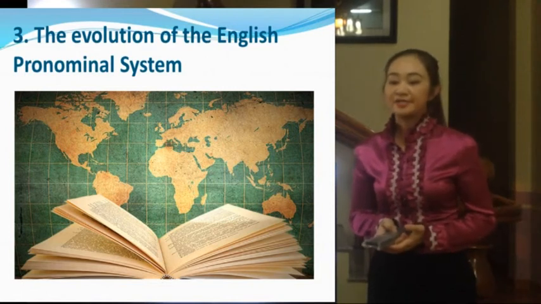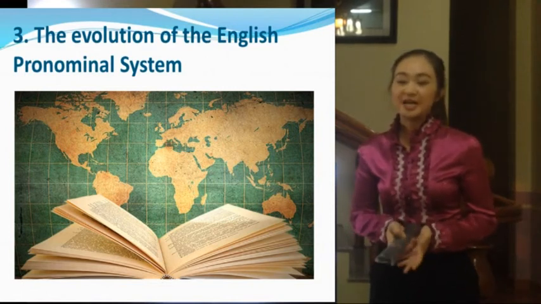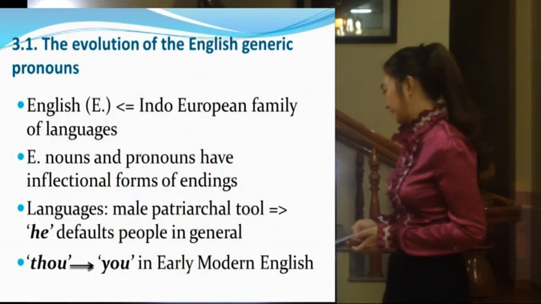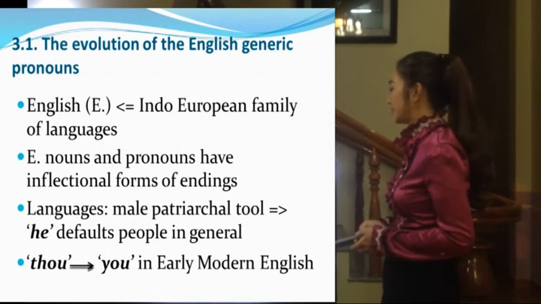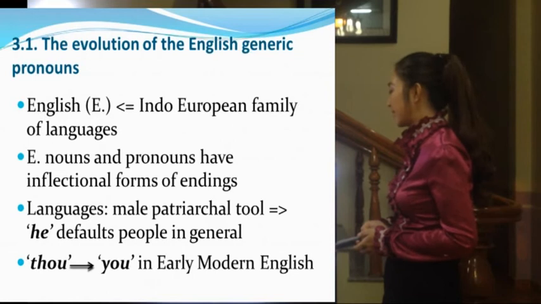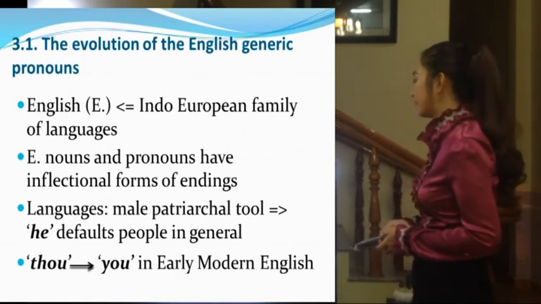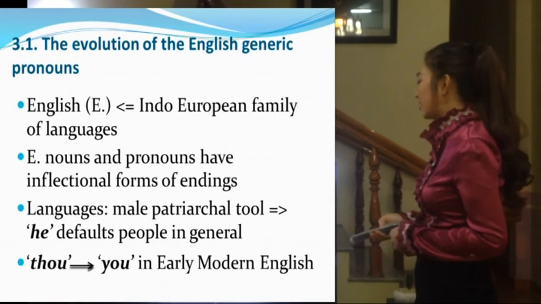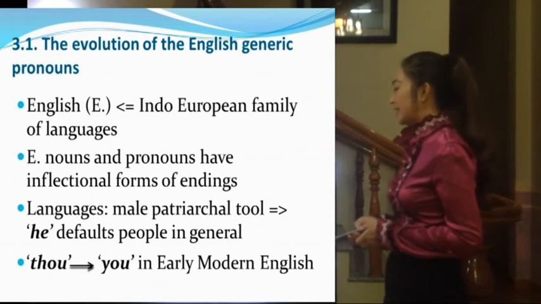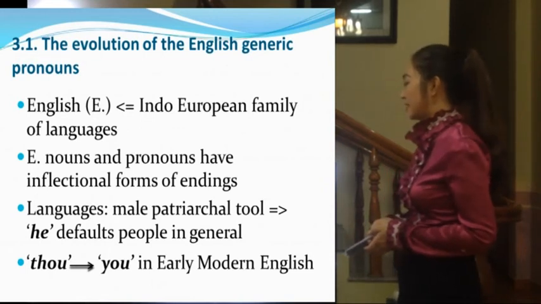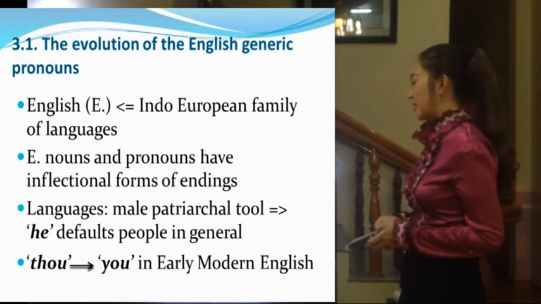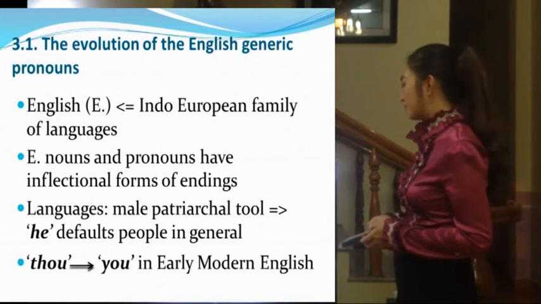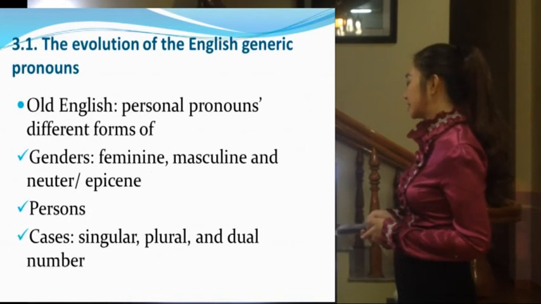In the following, I'm going to fill you in on the evolution of the English pronominal system. English derived from a fount of the Indo-European languages, of which nouns and pronouns have inflectional endings. Historically, English has been more or less established as a tool of male dominance. Therefore, the masculine pronoun he defaulted to people in general at the end of early modern English. The replacement of the pronoun thou with you is a significant shift.